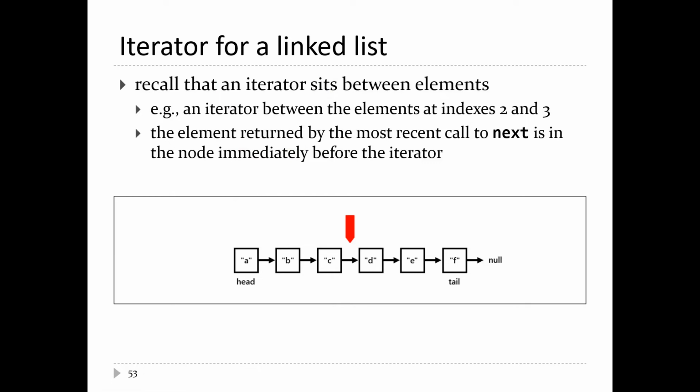So that's actually all of the methods except for the iterator method for our singly linked list class. To implement the iterator, we need to create an iterator class. Now remember that an iterator sits between elements. So that red arrow is the iterator that's between the third and the fourth element of this list, so index 2 and 3.